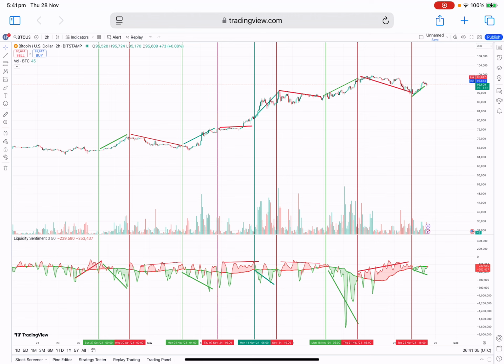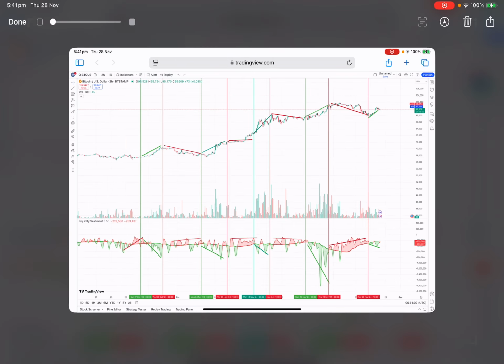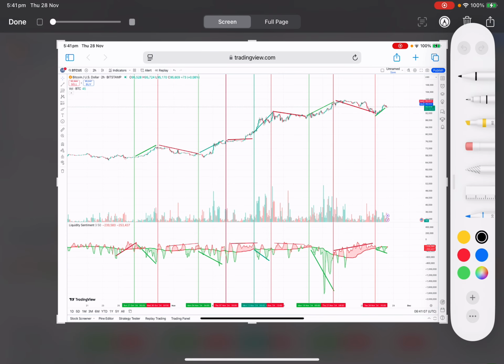So let's just have a quick look at this. I've used the 2 hour. The 2 hour gives me a really good look at the market. I'm eyeing off the tops of the peaks to tell me the direction, whether it is increasing liquidity, which will drive the price down, or it is decreasing.